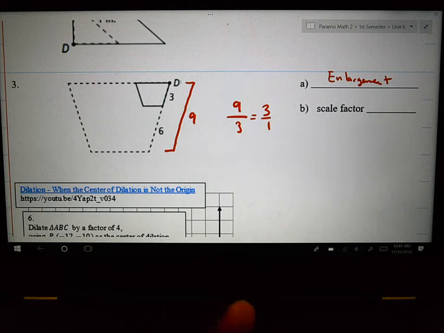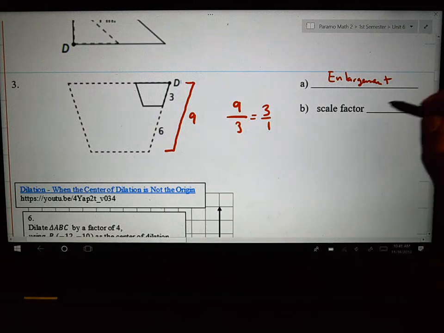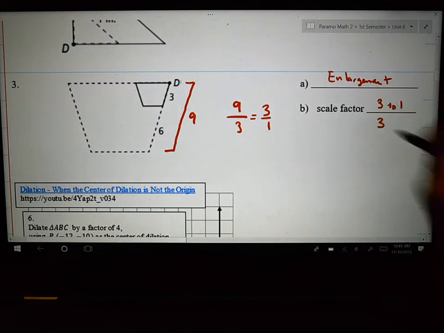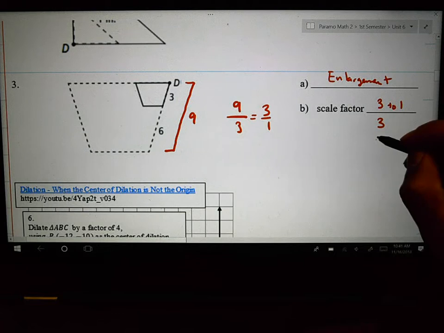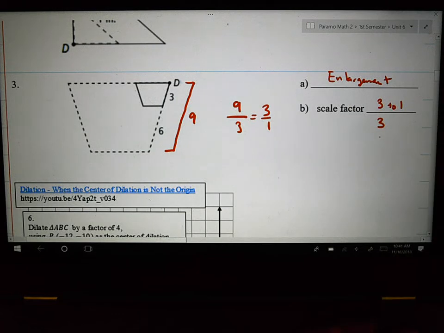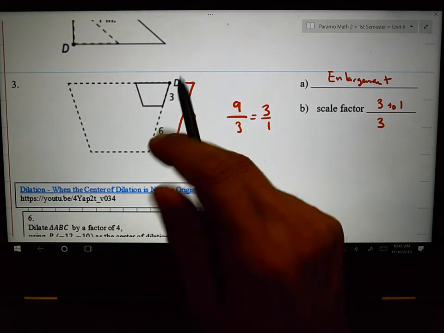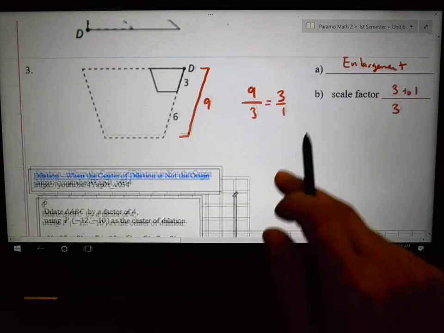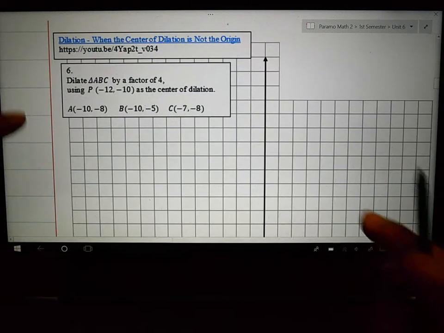Either way is correct. I don't think I've seen too many math teachers get into too big of a deal about it being 3 to 1 or just 3. Or 3 over 1. But 3 over 1 is 3, so either way. This is 3 times bigger than that. But they try to trick you because they give you the distance in pieces. Keep that in mind.